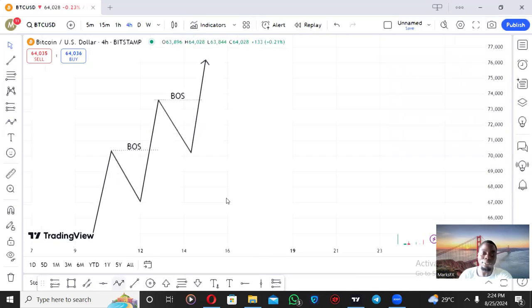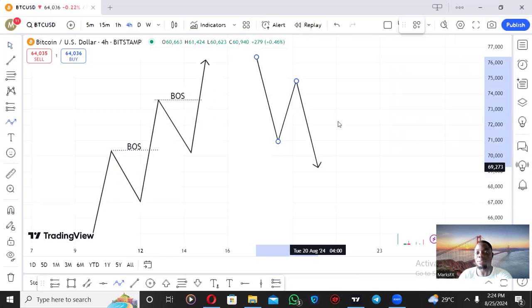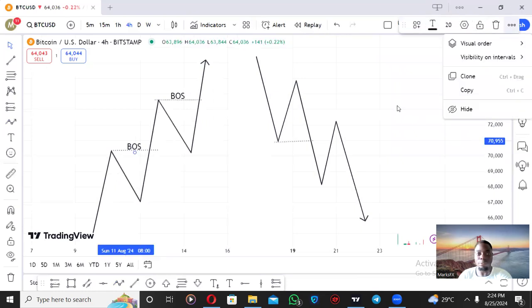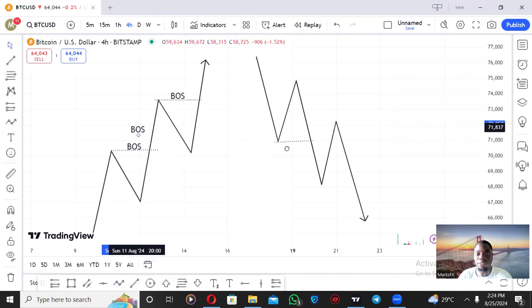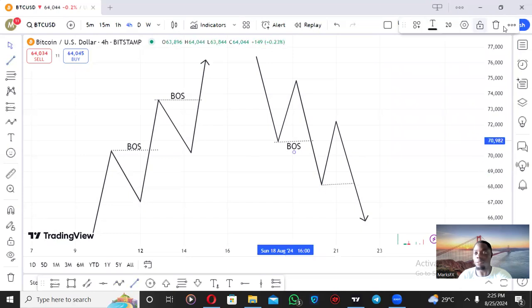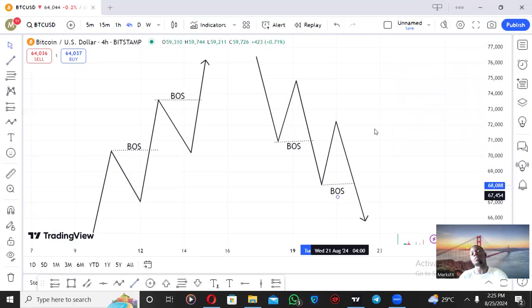Also, in a downtrend, we have price making lower highs and lower lows. It's as simple as that. So this is an example of a downtrend, price pushing down, breaking lows, okay? All right, so let me clone this. Clone means to make it times 2, okay? So at every point, we are breaking structure to the downside.